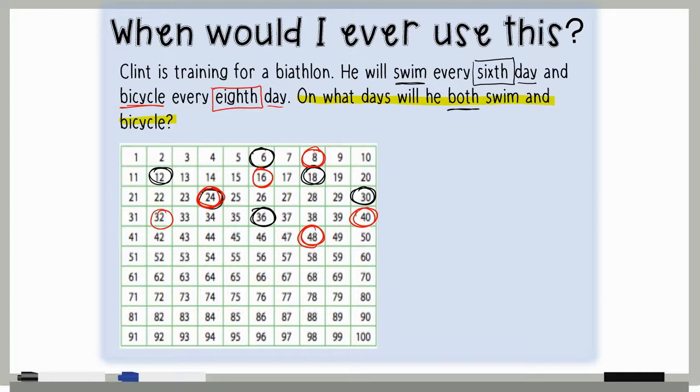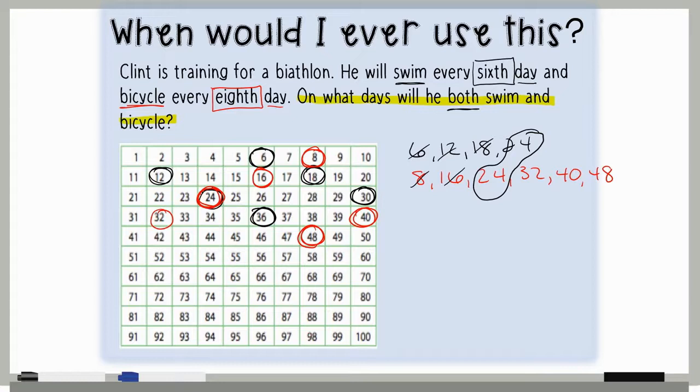All right. Again, we're listing all of these multiples. So if you look here at our numbers, I have on day 6, day 12, day 18, 24, he's swimming. And then I have on days 8, 16, 24, 32, 40, 48, he's bicycling. So the first day that he does both is on the 24th day. And if you notice, that's actually the LCM.